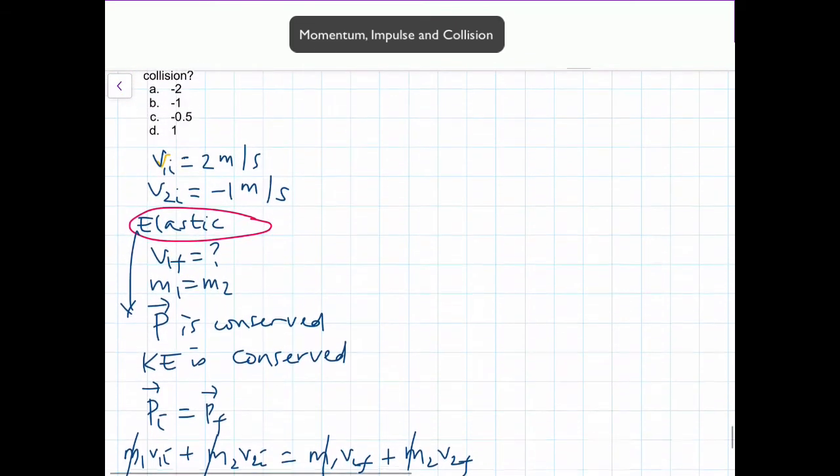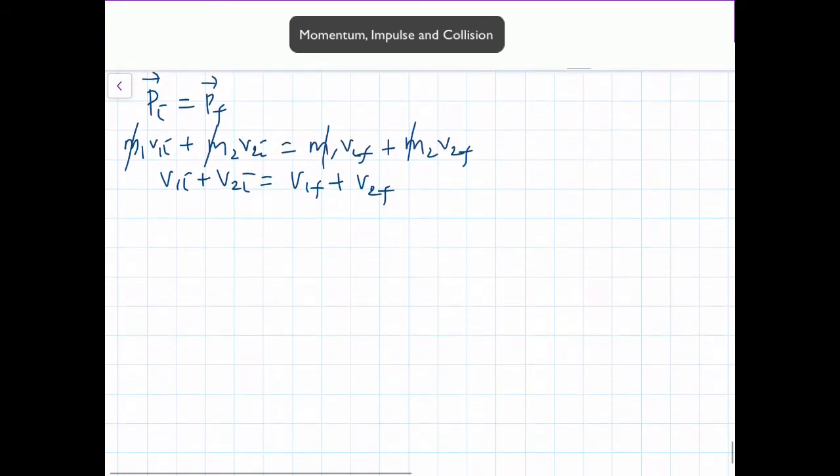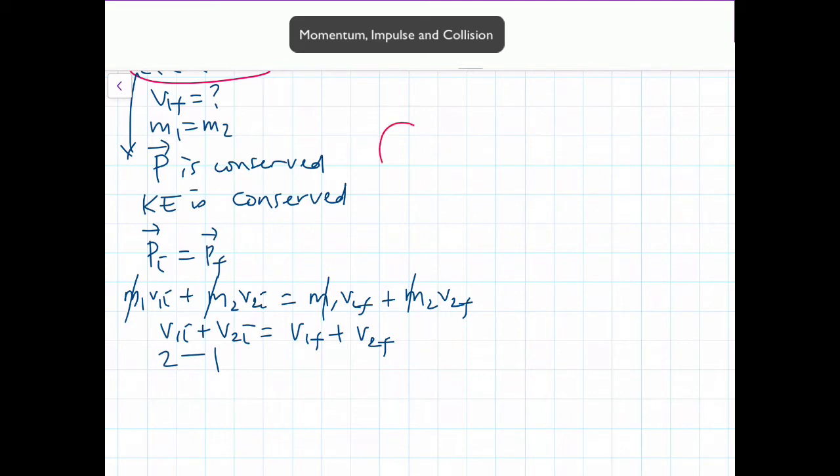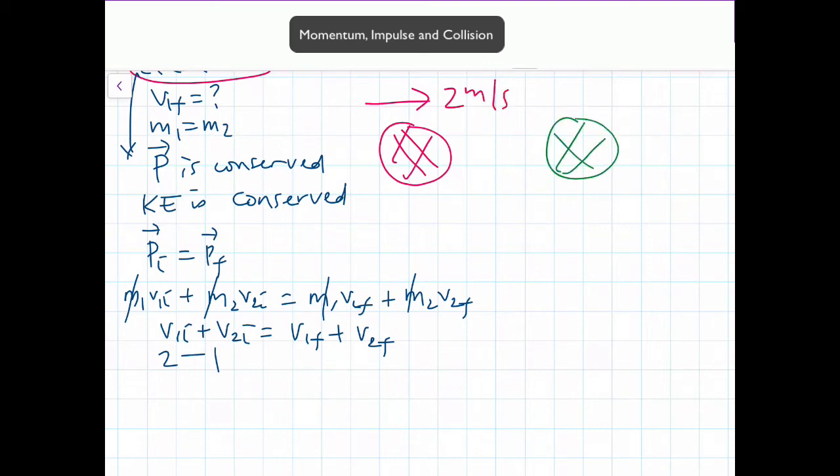The initial velocity of the first ball was given, which was 2, and then minus 1. Here the negative sign, don't get confused. The negative sign just means the first ball is moving to the right with 2 meters per second, and the other ball is moving 1 meter per second to the left. It's just in the opposite direction of the other ball's motion. That's what it means. Then you have v1 final plus v2 final. So 2 minus 1 is 1. Then 1 equals v1 final plus v2 final.